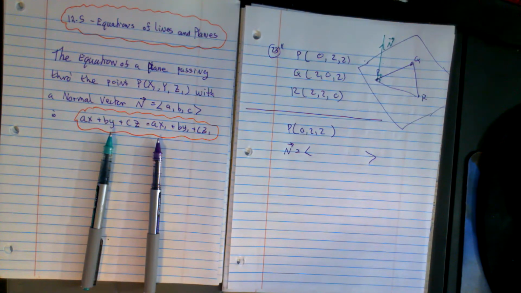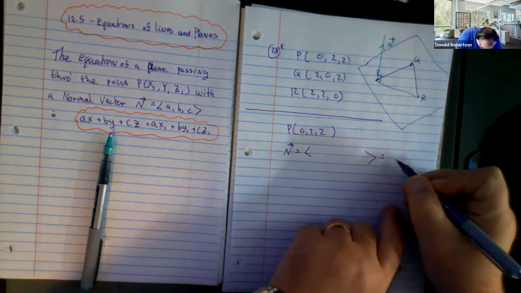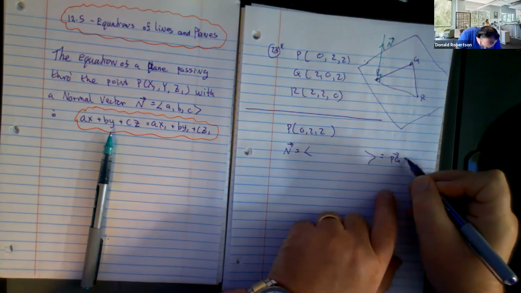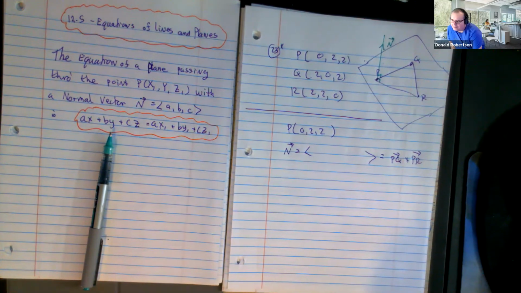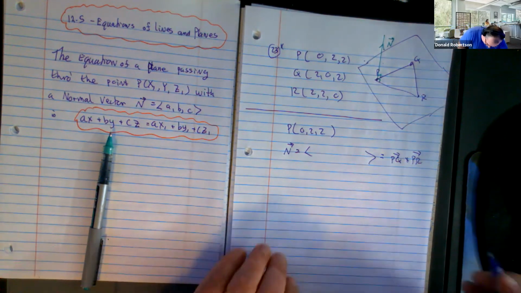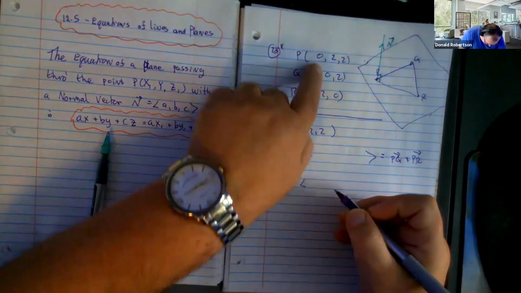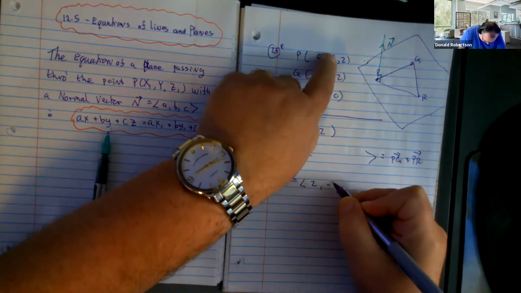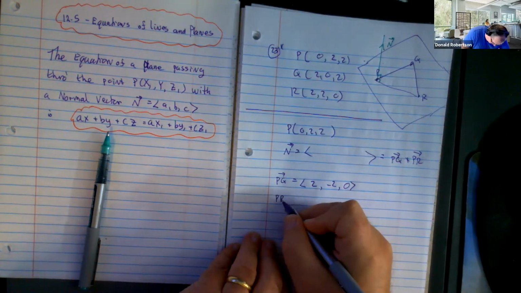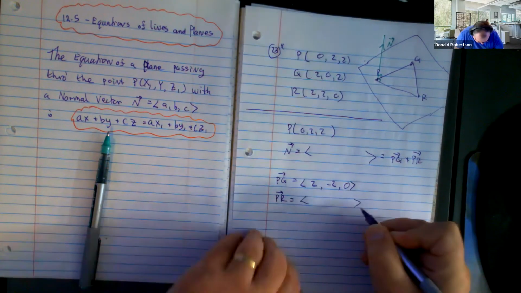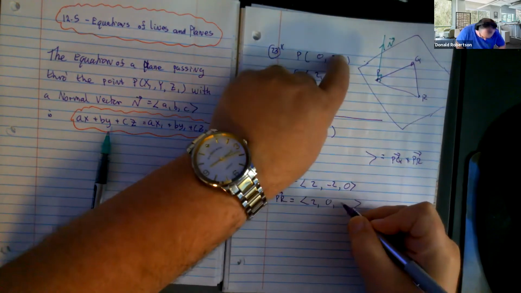Using cross product. Okay, cross product of who? PQ and PR. Are we comfortable about why that works? Does that seem reasonable? PQ, PR, cross product. So let's find out who PQ is. 2 take away nothing is 2, nothing take away 2 is -2, and 2 take away 2 is nothing. That's PQ done. PR. 2 take away nothing is 2, 2 take away 2 is nothing, nothing take away 2 is -2.